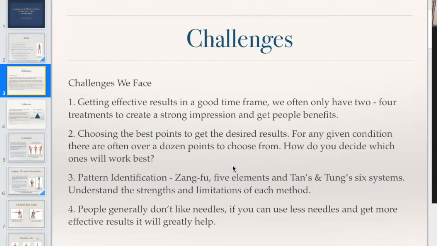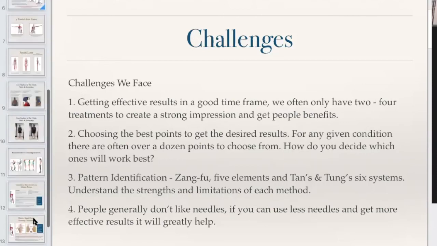Okay, so one of the challenges then is getting fast results. The more you understand this, the better results you are getting all the way around. Another challenge that we face is choosing the best points to get the desired results. For any given condition, there are often over a dozen points to choose from. How do you decide which ones will work?